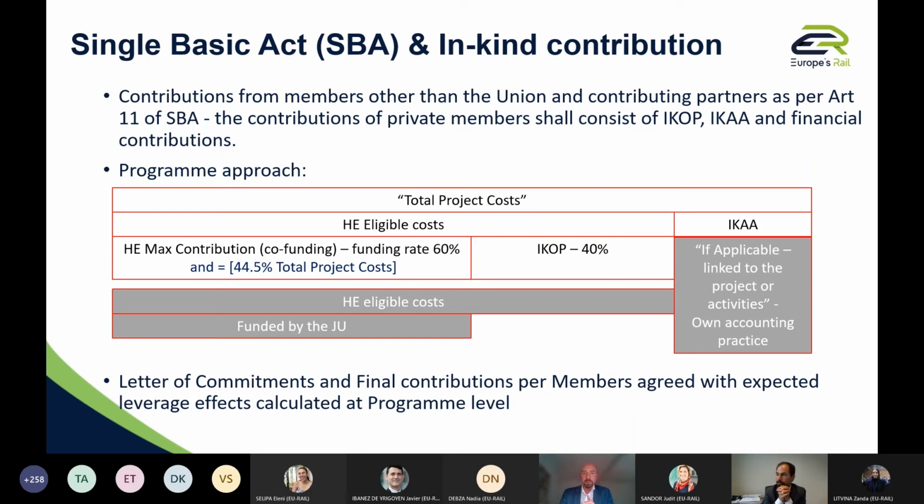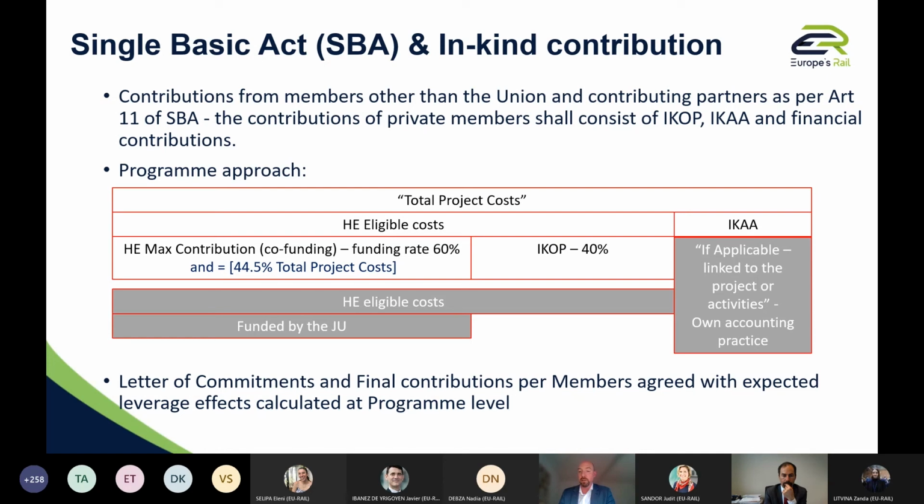And finally, if we want to reach the objective of the SBA, the members also need to contribute in-kind (IK). It is, if applicable, linked to the project or activities according to their own accounting practice only. We are not referring now to eligible cost because it's not part of the financial Excel table. So we have signed letters of commitment and final contribution with all the members. Final contribution per member is agreed with the expected leverage effects.